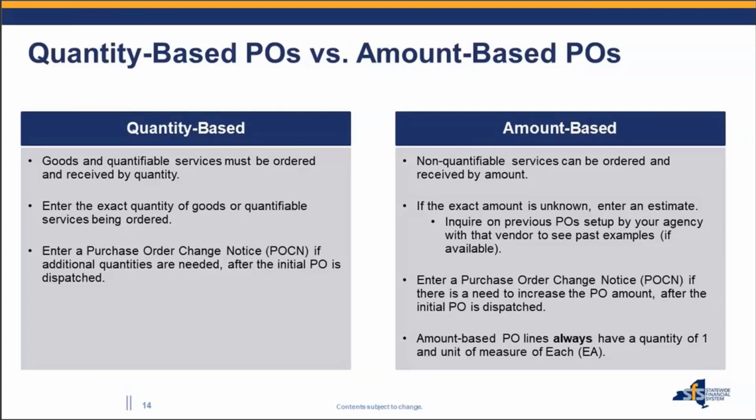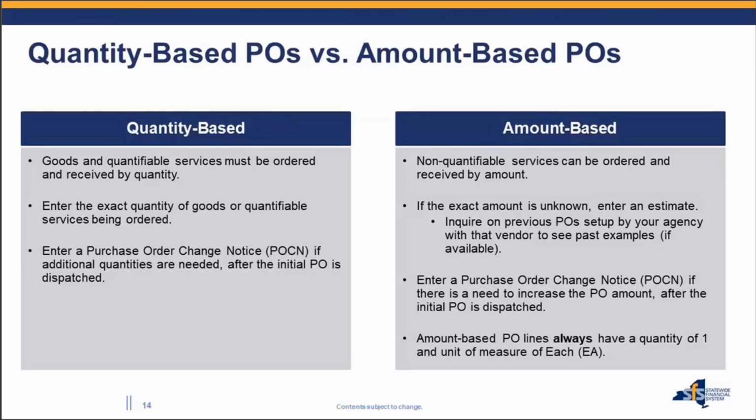And then throughout the life of that purchase order, you can always enter a purchase order change notice if additional quantities are needed after that initial PO is dispatched to the vendor. And so nothing is set in stone on your initial purchase order, and throughout the life cycle of your PO, you have the ability to add or subtract hours or quantities as you go.